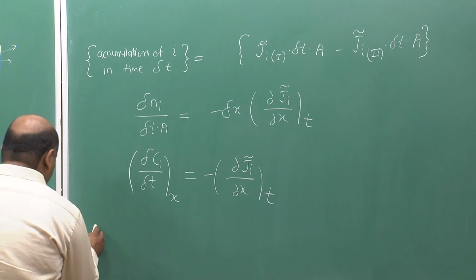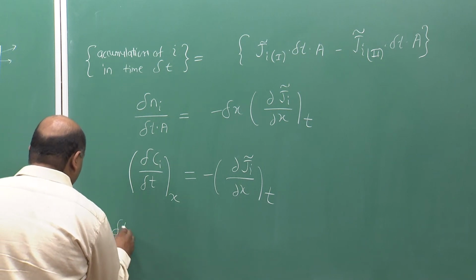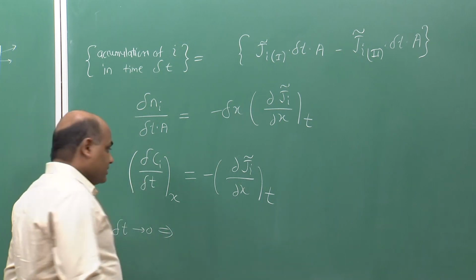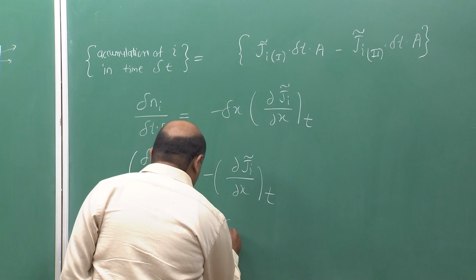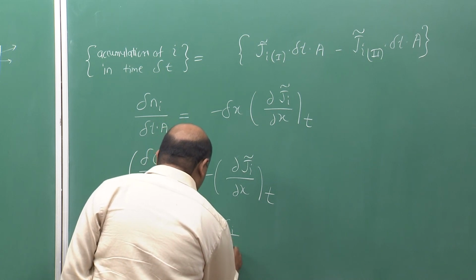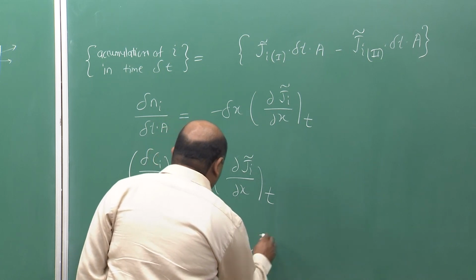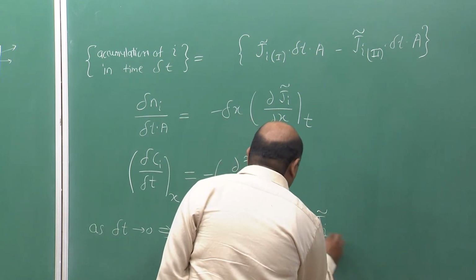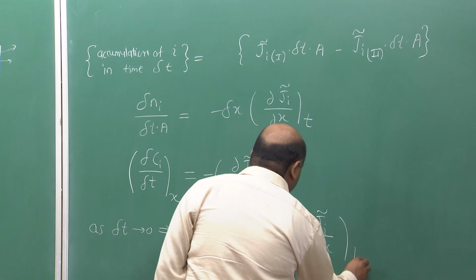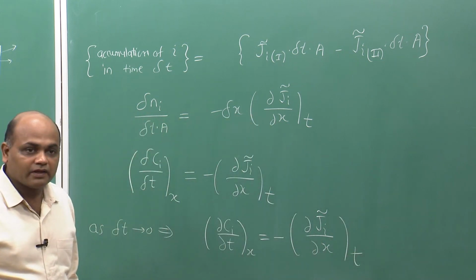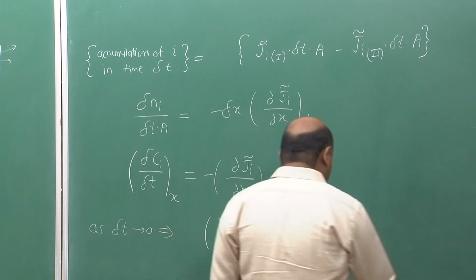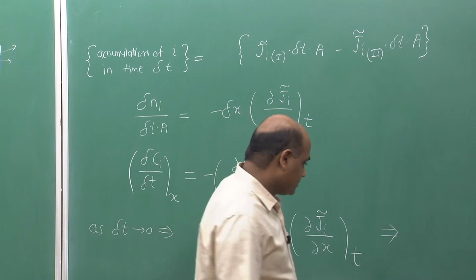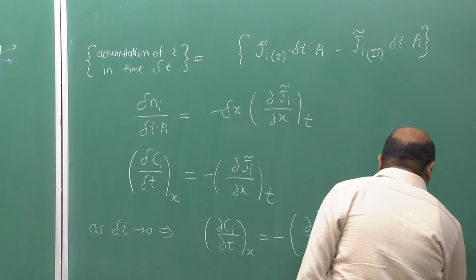And if I consider a very small time interval, that is as delta t tends to 0, I can replace this with again the partial derivative of C I with respect to t. So, dou C I by dou t at constant x is equal to minus dou J I tilde by dou x at t, and this is the so called conservation equation or continuity equation.